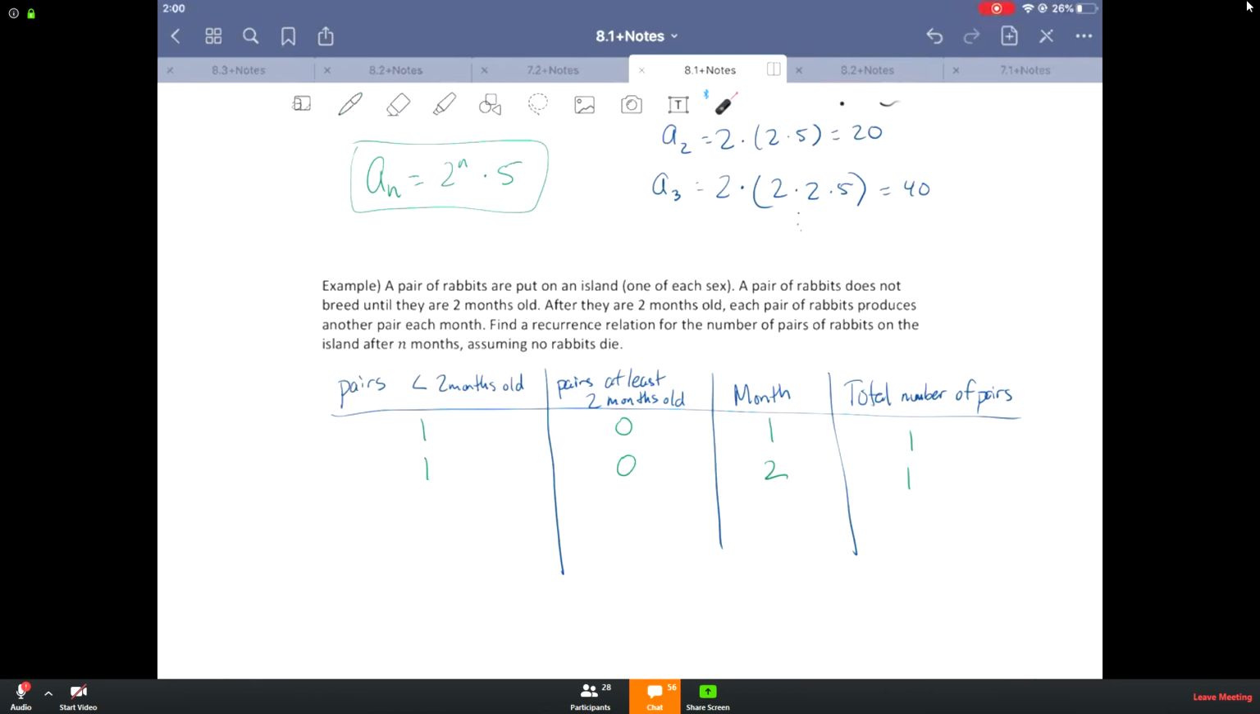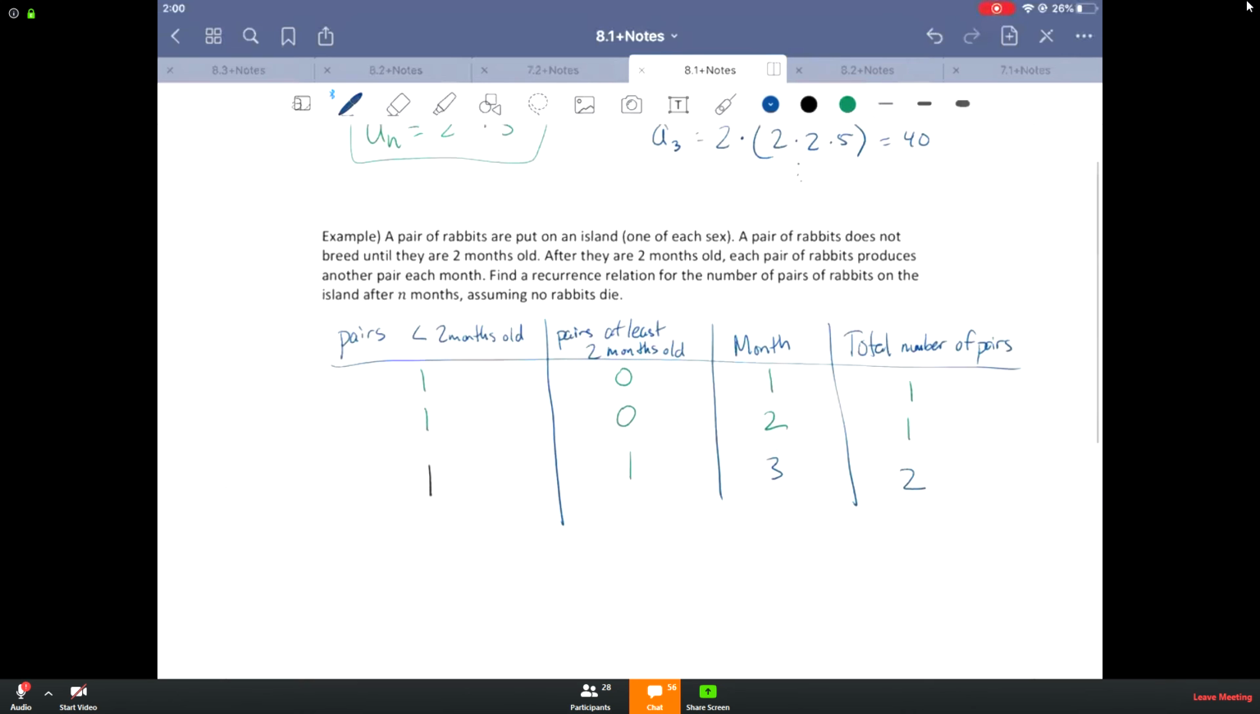All right, so now beginning of the next month, this 1 pair now is going to move over to this column, right, because they are now at least 2 months old and they breed a new pair. So this is the third month, and now we have 2 pairs of rabbits. Anyone know what this sequence is going to look like? Yeah, it's going to be Fibonacci, right?